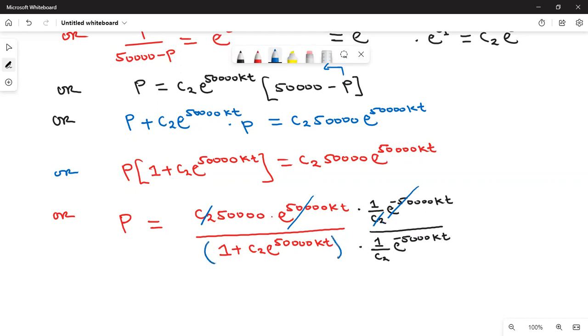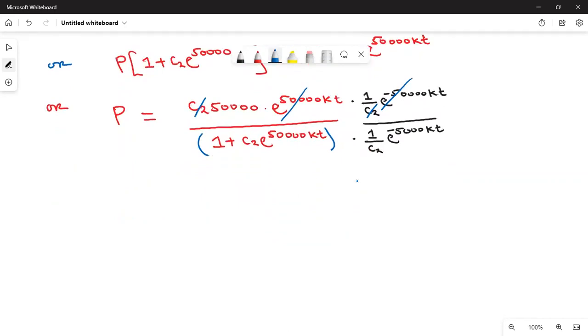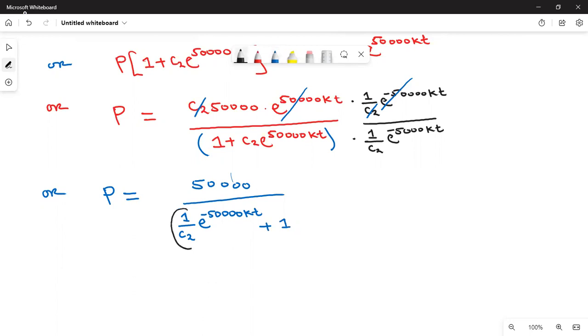Again, the whole of this denominator should multiply what we have here, so that upon multiplication, we can write P is equal to, now in the numerator we have 50,000. Let me write it properly. Denominator will have 1 over C2 exponential negative 50,000 KT, then plus, the other one will give us 1. But I can say let 1 over C2 be another constant, call it C. So let C be equal to 1 over C2.